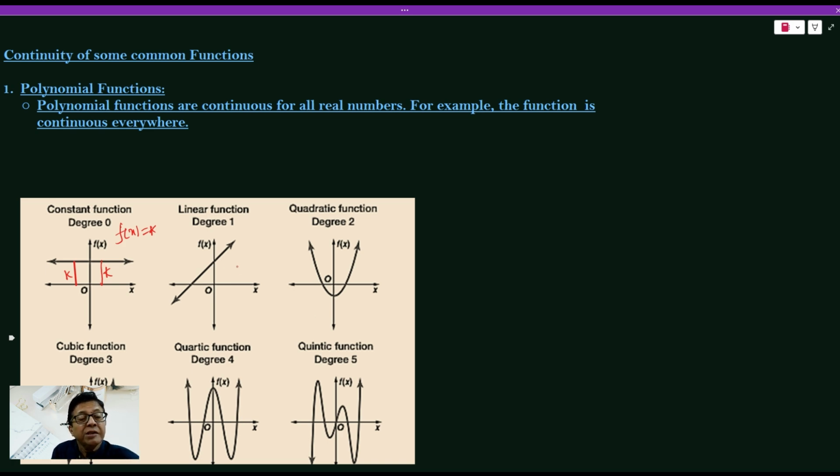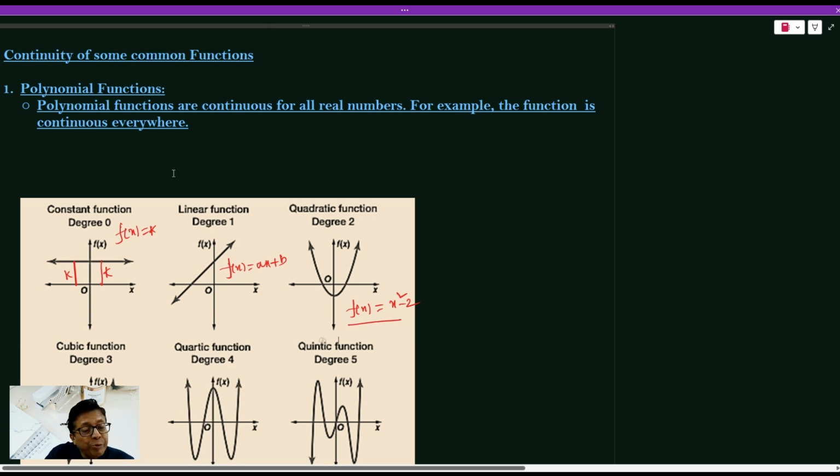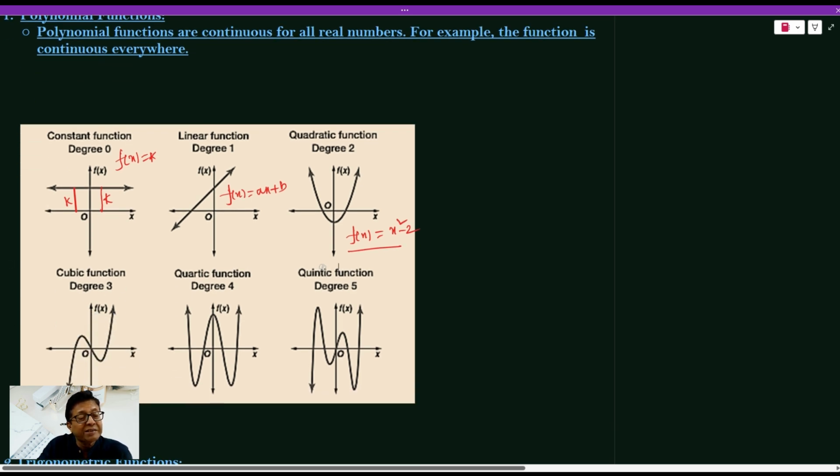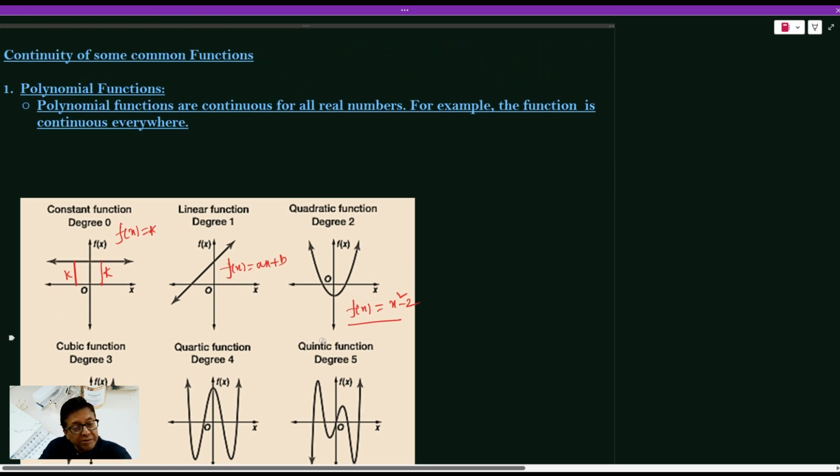This one, this is of the form f(x) equal to ax plus b. It is also continuous everywhere. And this function is of the form f(x) equal to, say, x square minus 2. This function is also continuous everywhere. A cubic function which intersects the x-axis at 3 points, it is continuous. This is also continuous. Quadratic function, no. This is a function of 4th degree, I mean biquadratic function.